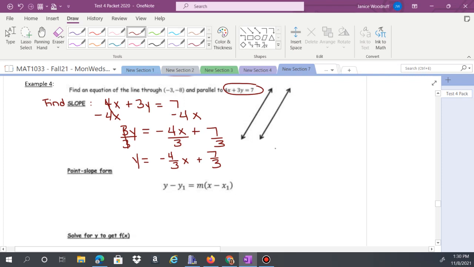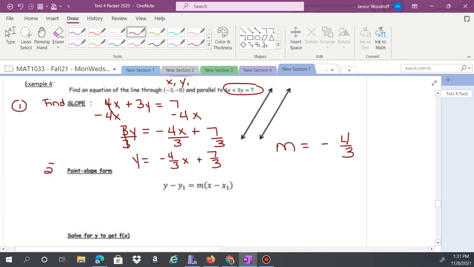What is the slope of this line? Negative 4/3. All right, so we want to use the slope negative 4/3. We want it to be parallel, so we're going to use that slope. And we want to go through this point here, (-3, -8). So those are our x1 and y1. So now, step 1, we find the slope.